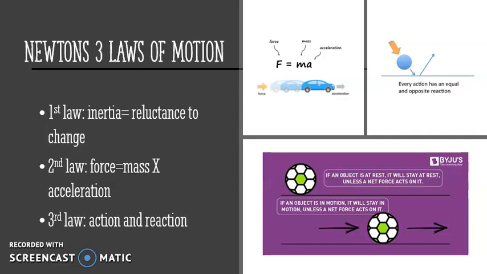Newton's third and last law of motion is action and reaction. He stated that to every action there is an equal and opposite reaction. For example, when going to do a jump shot in basketball, the force that you apply to the floor will also be applied to you by the floor. So as you are applying force onto the floor, it is exerting an opposite and equal force onto you.